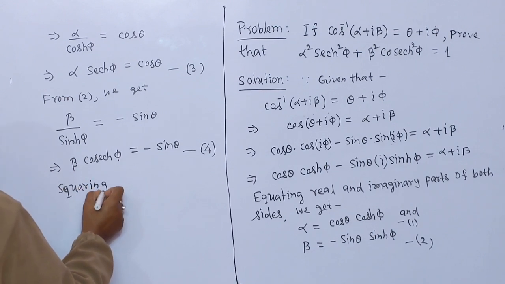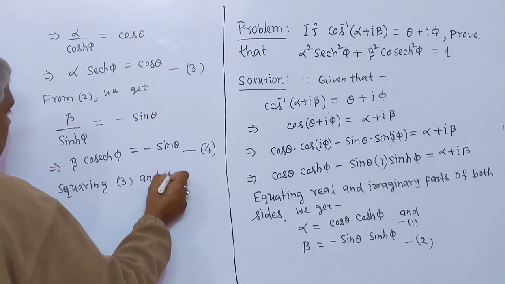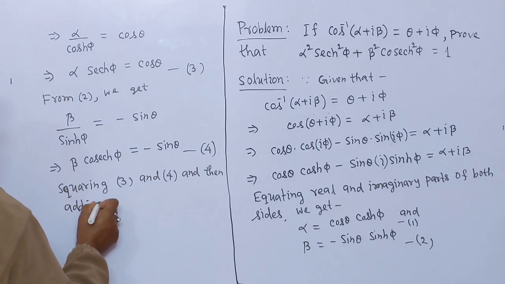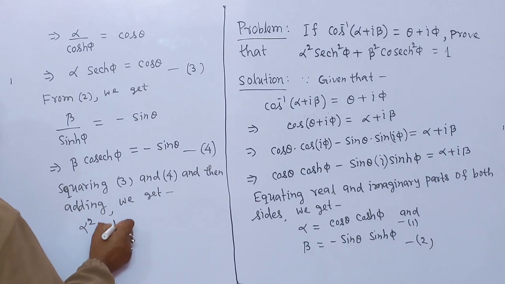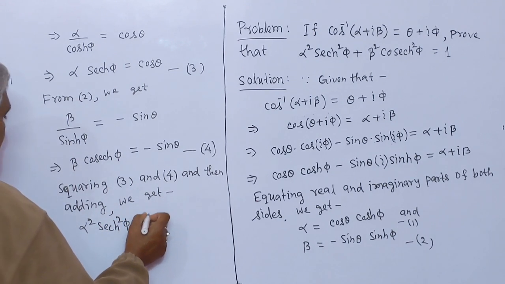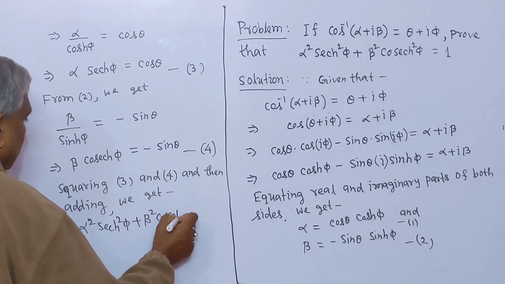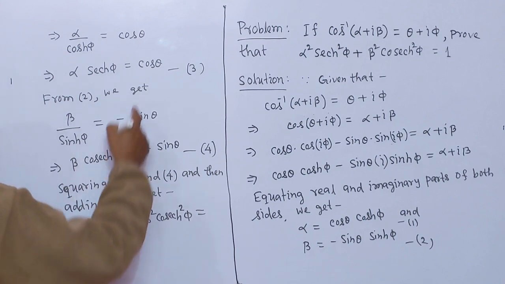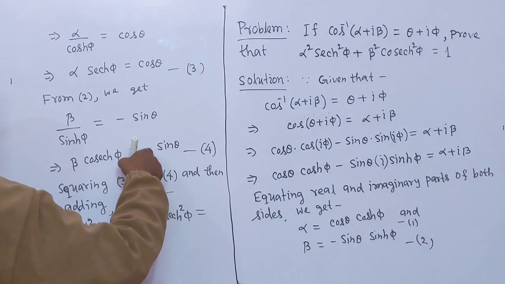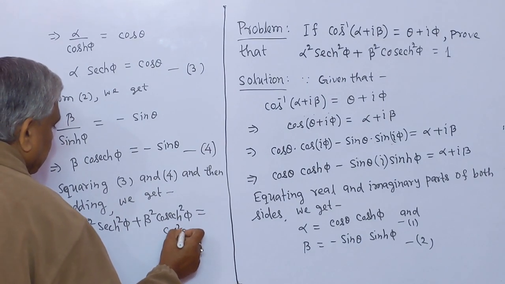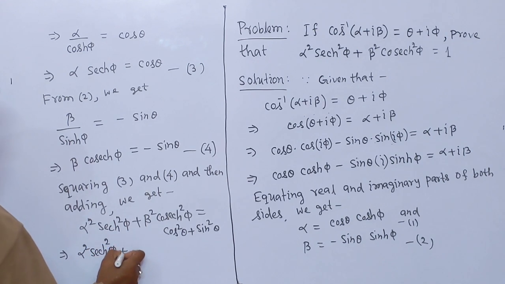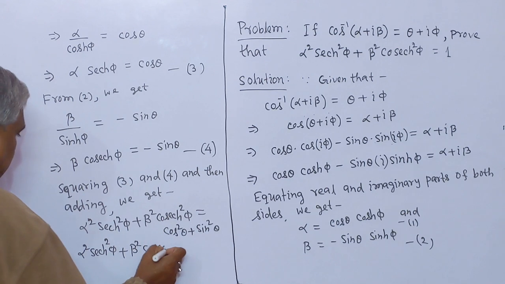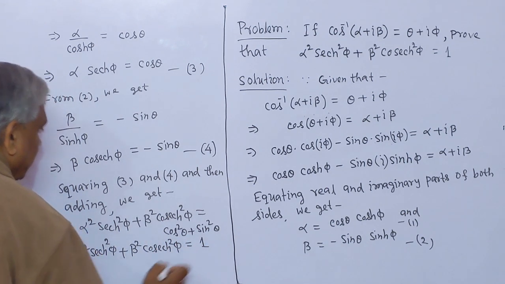Squaring 3 and 4 and then adding, we get alpha square sec hyperbolic square phi plus beta square cosec hyperbolic square phi equals cos square theta plus sin square theta, since minus squared is plus. This implies that alpha square sec hyperbolic square phi plus beta square cosec hyperbolic square phi equals 1. Proved.